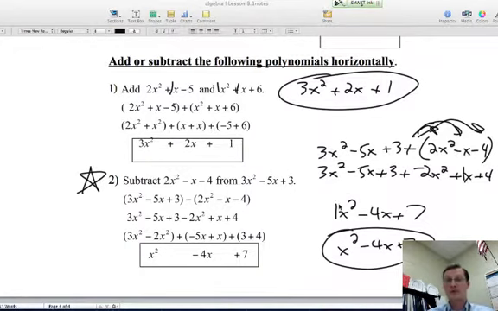So we had two parts. First, we identified the polynomials by degree and by term. We looked at what a monomial was. And then we went through and added the polynomials horizontally and vertically.